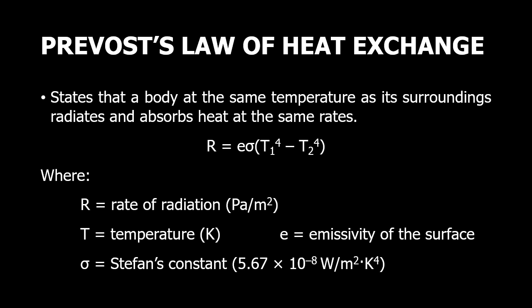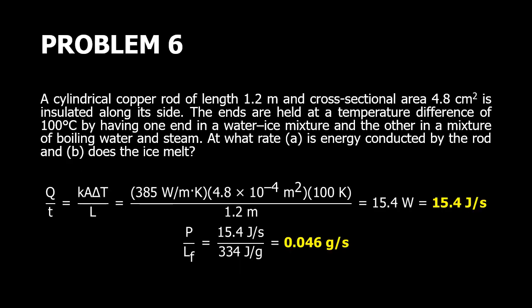A cylindrical copper rod of length 1.2 meters and cross-sectional area 4.8 square centimeters is insulated along its side. The ends are held at a temperature difference of 100 degrees Celsius by having one end in a water-ice mixture and the other in a mixture of boiling water and steam. At what rate is energy conducted by the rod, and does the ice melt?